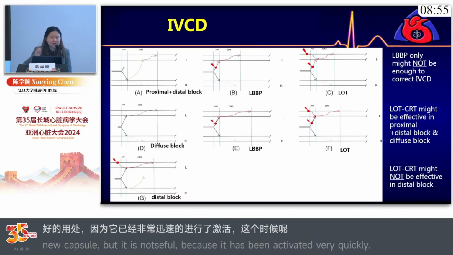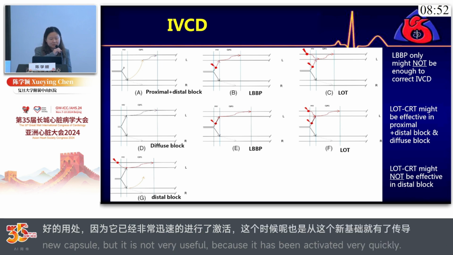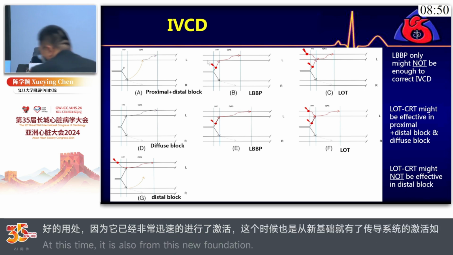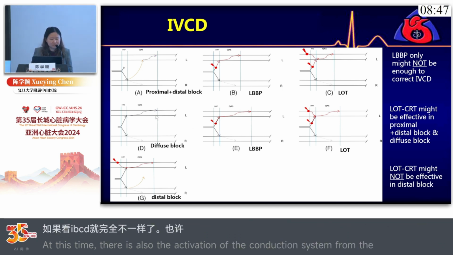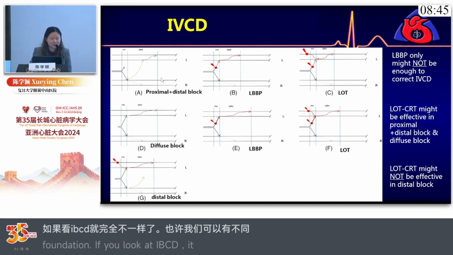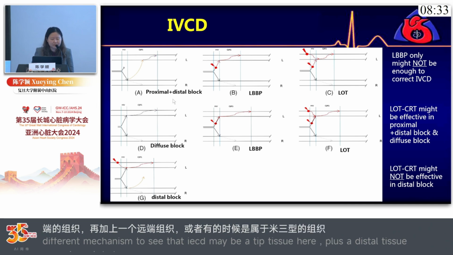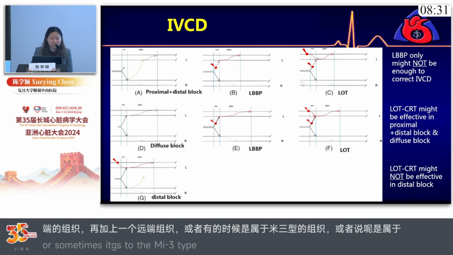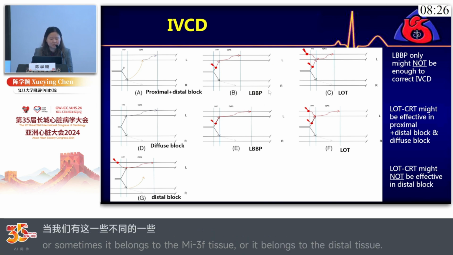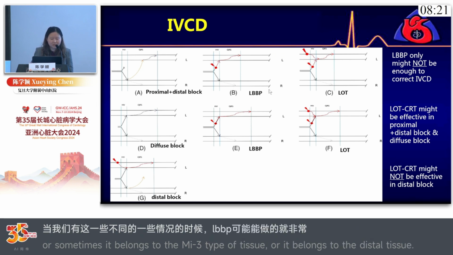But if we have an IVCD case, things are totally different. Maybe we will have a different mechanism of this IVCD. Maybe we will have a proximal block plus a distal block. Or sometimes we will have a very diffuse block, or just a distal block. When we have these different situations, LBB pacing or conduction system pacing may do very little, or achieve only some kind of synchrony.